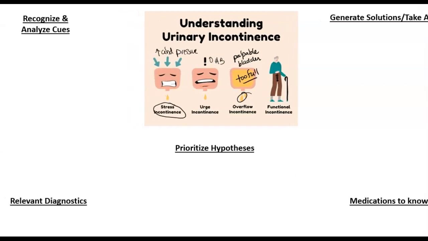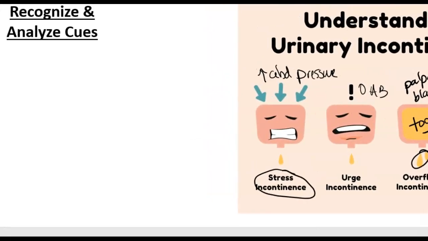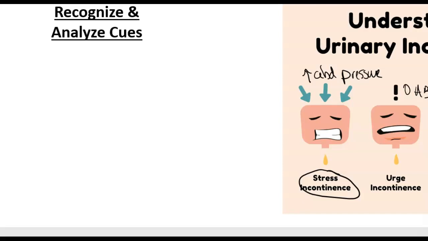I'm going to bring us over here now, and we're going to try and recognize and analyze some of the cues. So number one sign and symptom we're going to see is involuntary loss of urine. And I'm sorry, I just want to go back one thing. I said there was 5 types of urinary incontinence. The last one is called mixed, which is a combination of any of the 2, most commonly stress and urge incontinence together. So mixed urinary incontinence.